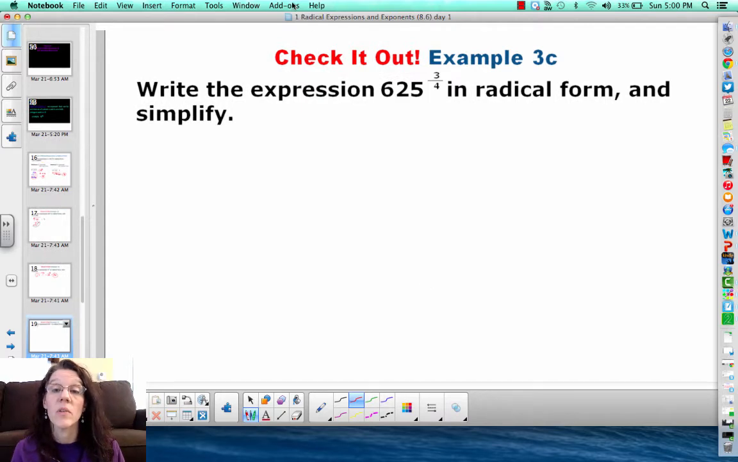All right, I want you to try this one. 625 to the 3/4 power. Think about what you would do with that. Which one's the power, which one's the root? Pause it, try it on your own, and let's see how you did.